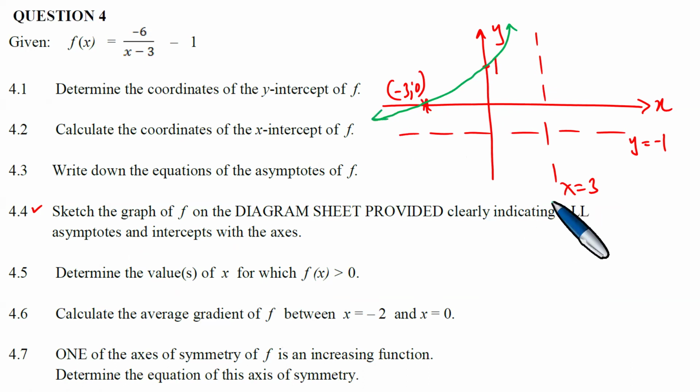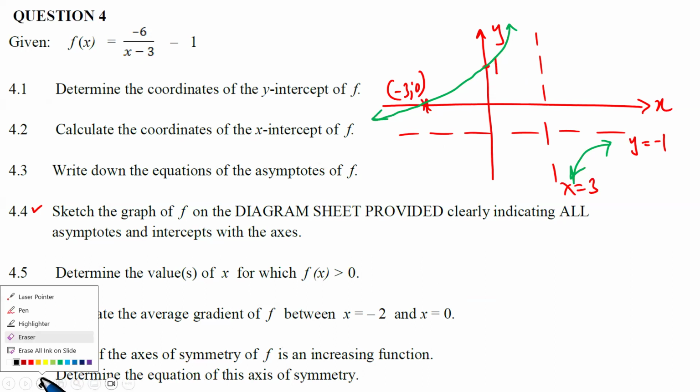And the other part of the graph will be there. Put it here so that you have exactly this graph, and this graph is the graph we want. We have sketched a graph on the diagram sheet, clearly indicating all asymptotes and intercepts with the axis. We have shown the y-intercept and the x-intercept there, so we are done with that part.